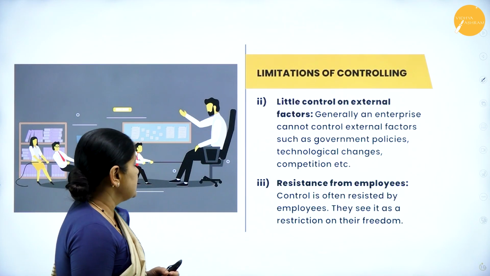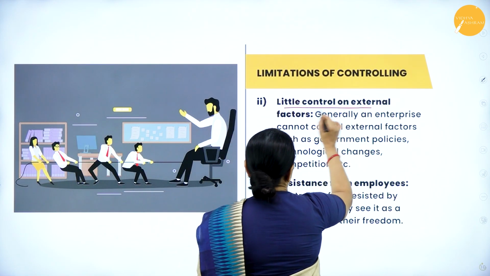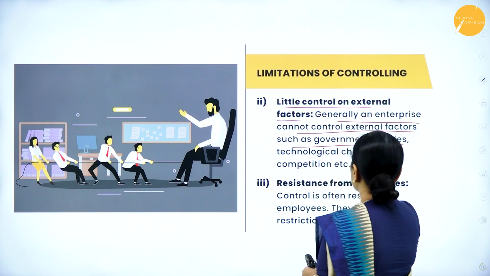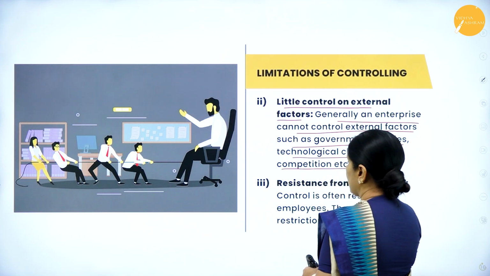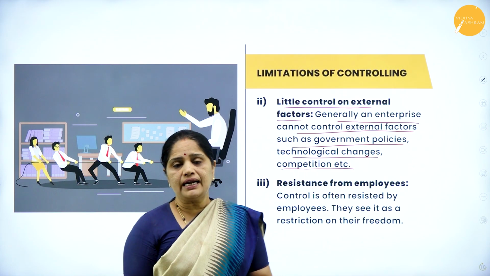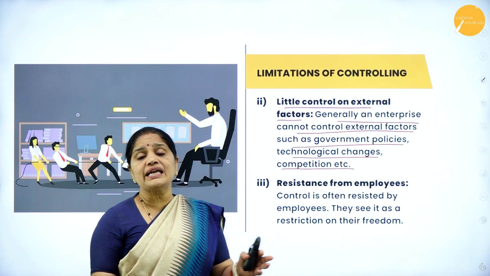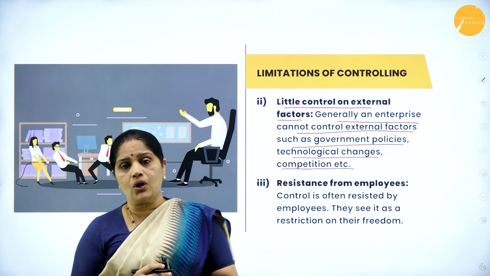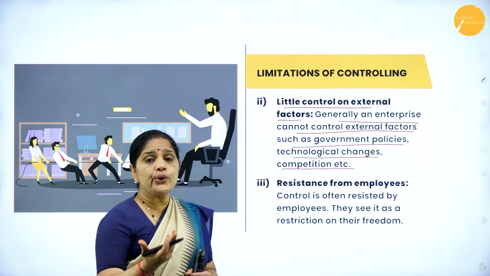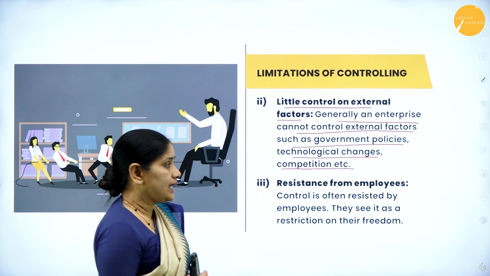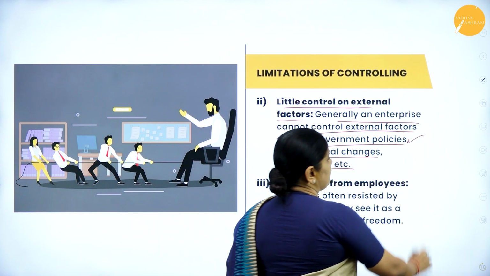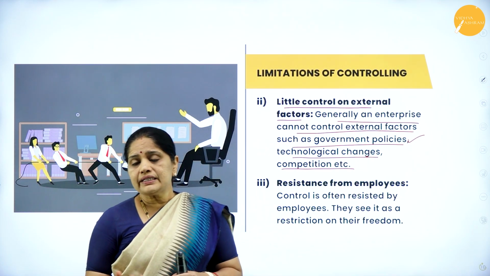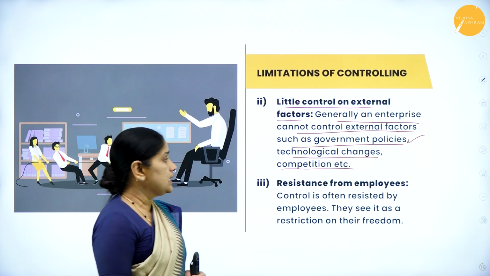Then the next one is little control on external factors. Generally, an enterprise cannot control external factors such as government policies, technological changes, competition, etc. So, the controlling function can be applied only for the internal affairs of the organization. But for the external factors which affect the organization, they have little or no control at all. So, why do we say that? The first one is the government policies. If the government policies are not favorable for the organization, then the organization has little control over the government.